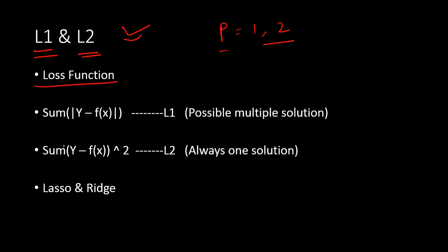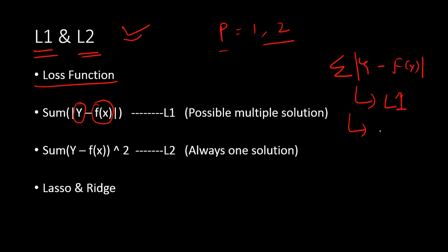In L1 loss function, the loss function is nothing but the difference between your target variable and what you actually get from your model. So this is what we get from the model, and this is the target variable given. When we take the difference, we get the error term, and when you take a summation of yi minus f of x, and take the modulus of that, we call that the L1 loss function. We can also call this least absolute regression.